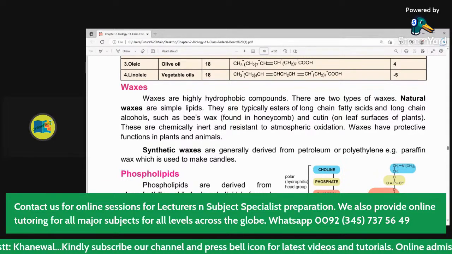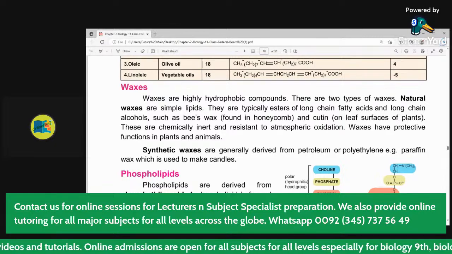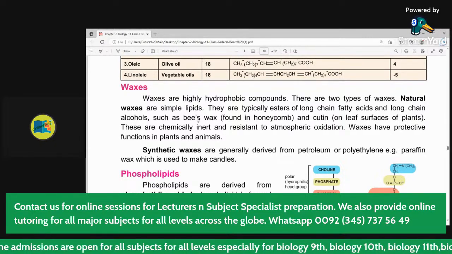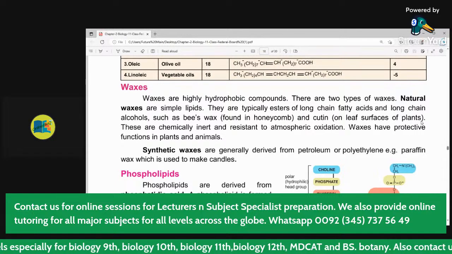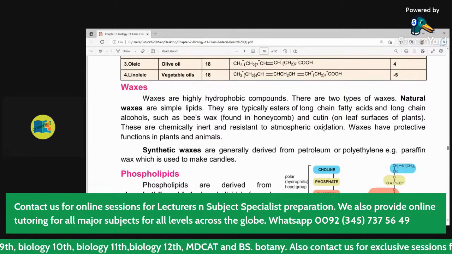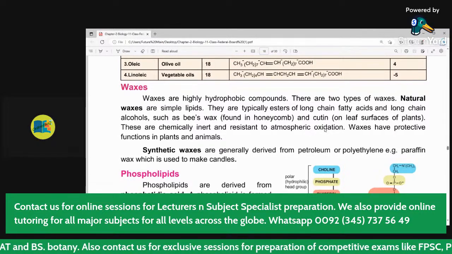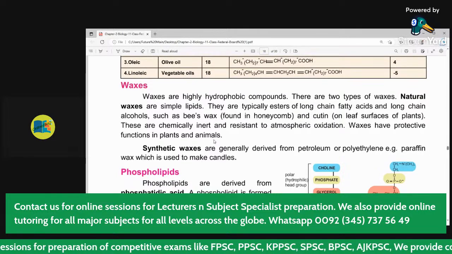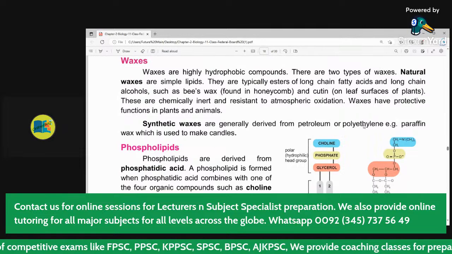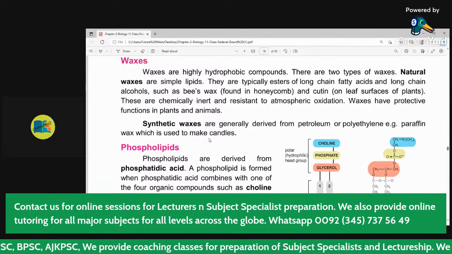Waxes are of two types: natural waxes and synthetic waxes. Natural waxes are simple lipids, typically esters of long chain fatty acids and long chain alcohols. Examples include beeswax found in honeycomb and cutin on leaf surfaces of plants. These are chemically inert and resistant to atmospheric oxidation. Waxes have protective functions in plants and animals. Synthetic waxes are generally derived from petroleum or polyethylene, and an example is paraffin wax, which is used to make candles.